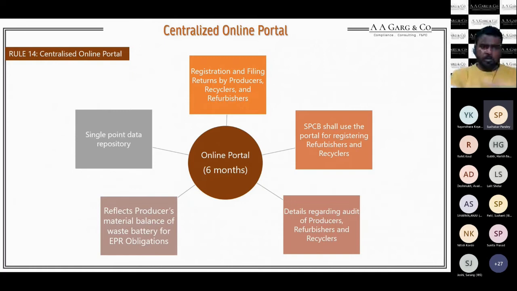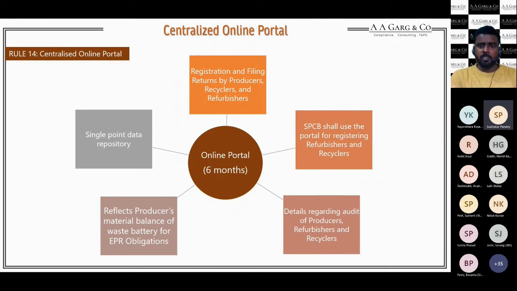Now, as per Rule 14 of these rules, CPCB is yet to come up with the centralized online portal for battery waste management, and the timeline given to the CPCB is 6 months. So how will this work and what will be the objective of this online portal? This online portal will act as a single point data repository. From this portal, the producers will be able to file the registrations and the returns. Any stakeholders who are obligated will be able to do so by this online portal.